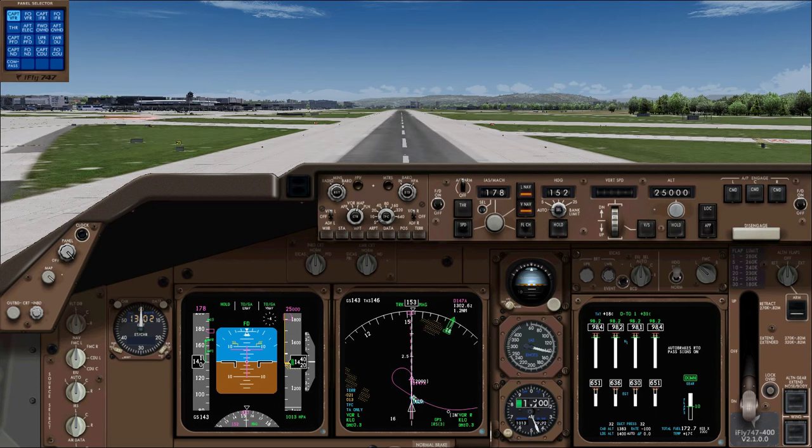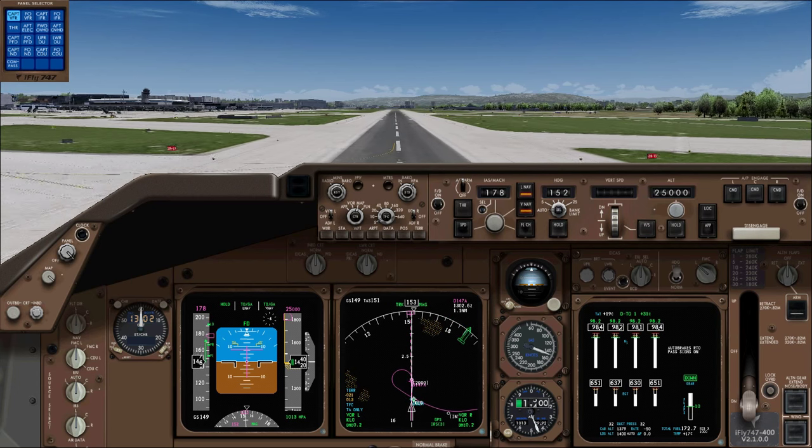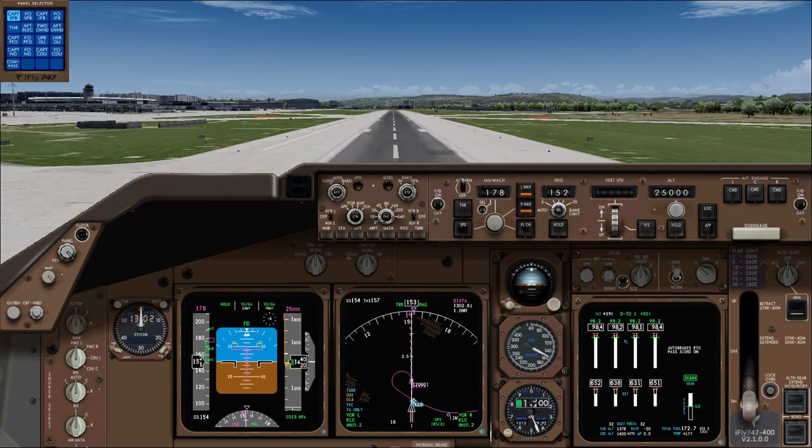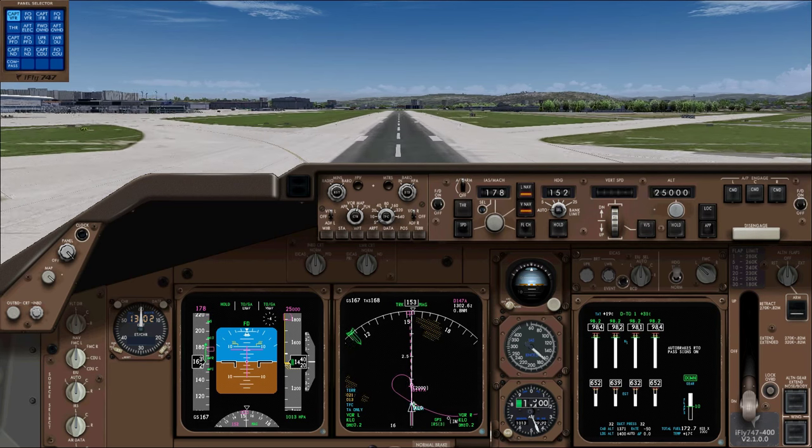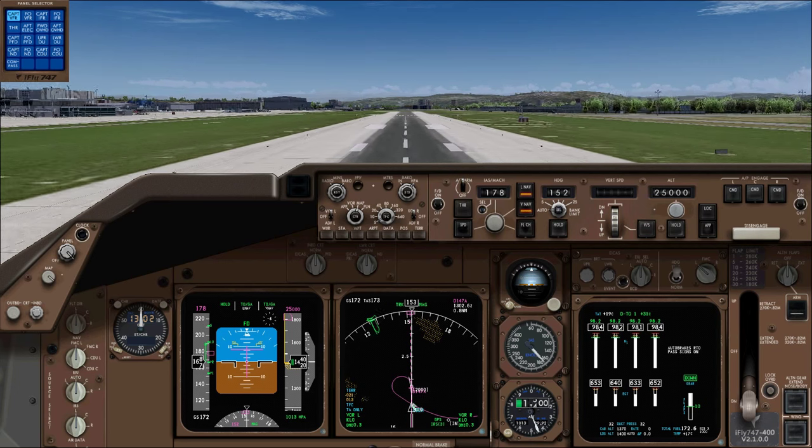We use TopCat for the performance. Anyway, I will show you the hand flying in the first part of the turn, and then I will turn on the CMD to show you VNAV, V1, VR, and rotation.